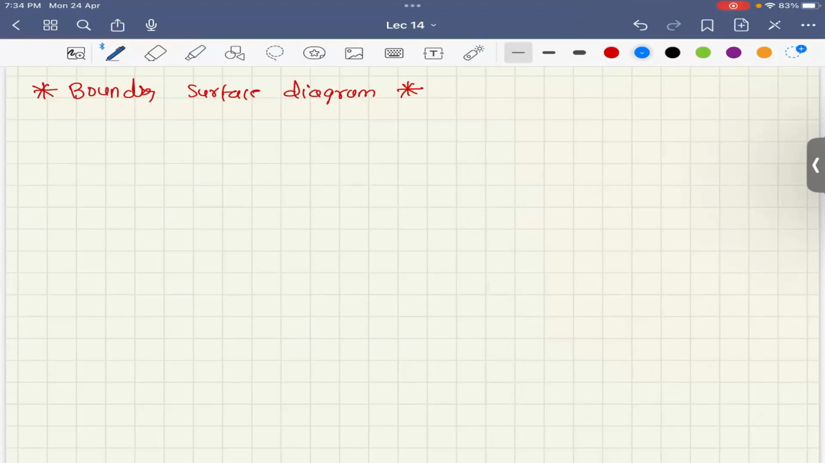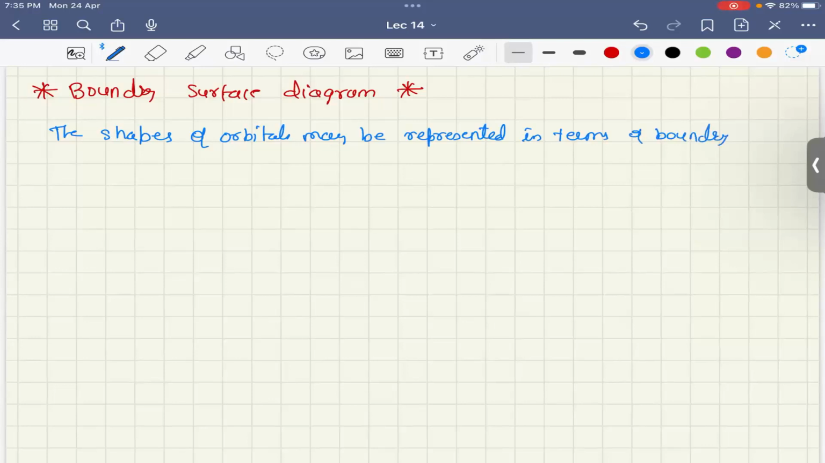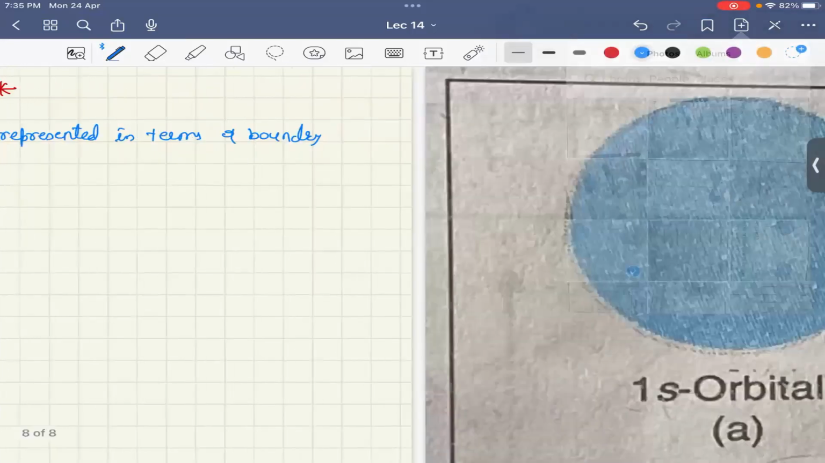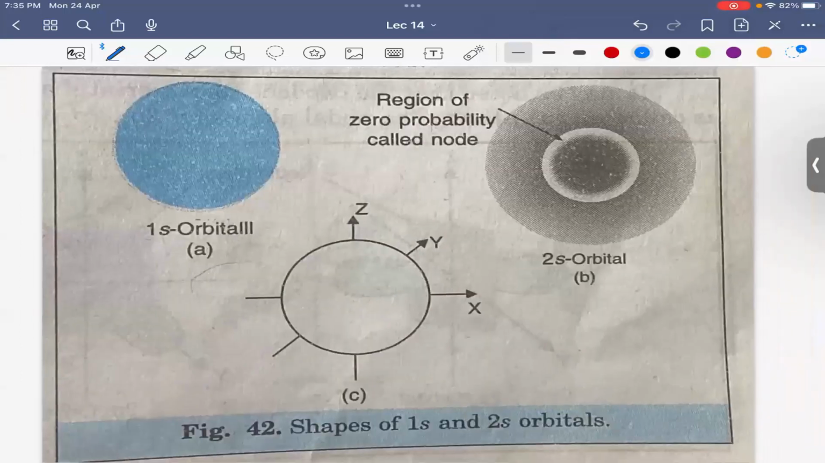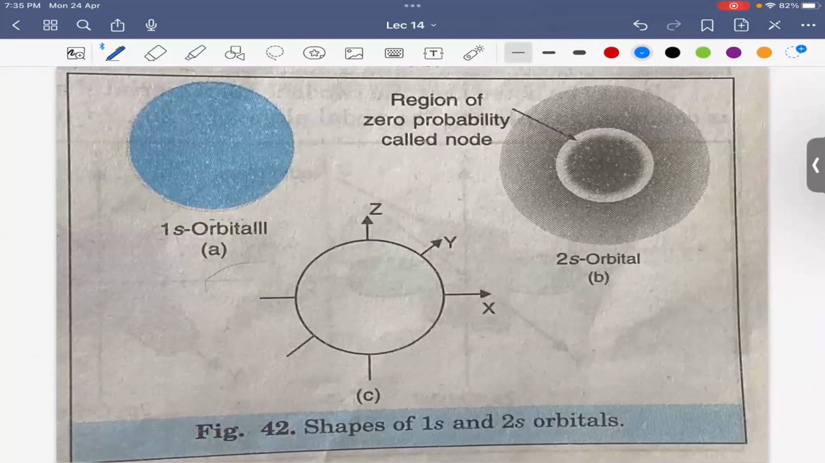So the shapes of orbitals may be represented in terms of boundary surface plots, right? So this is the boundary surface diagram of 1s orbital, right? s orbitals are non-directional and spherically symmetrical. This means that the probability of finding the electron is the same in all directions at a particular distance from the nucleus. So this is the representation of 1s orbital, right?